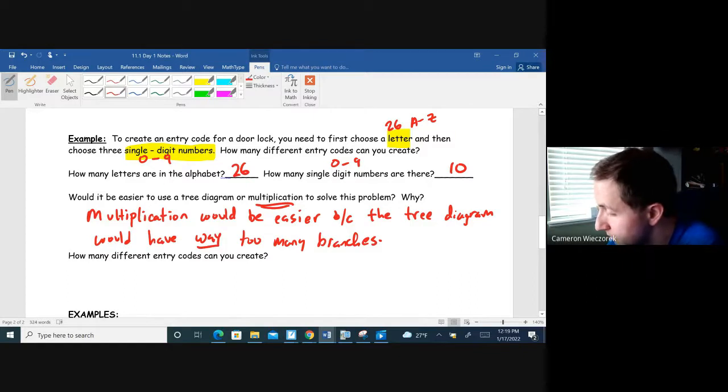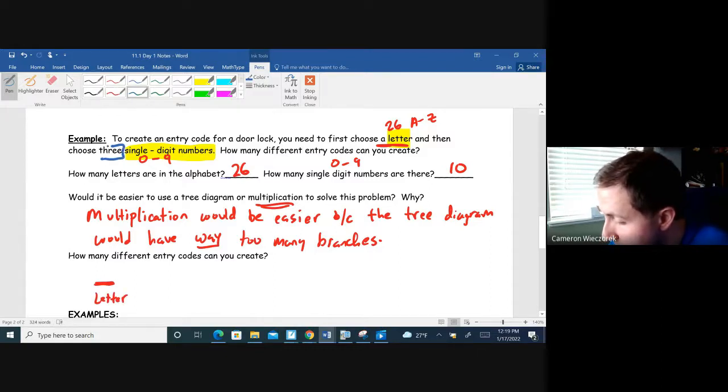How many letters did they say? They said first choose a letter. So I'm going to do a red blank for letter and just label that letter. And then they told me I want 3 single-digit numbers. So I need 3 blanks. I'm going to put them in blue. All 3 of these are going to be numbers. And according to the multiplication principle, we're going to multiply all of our options together.